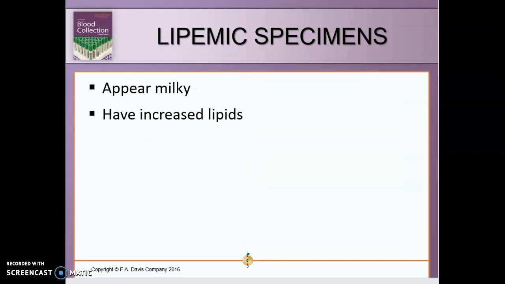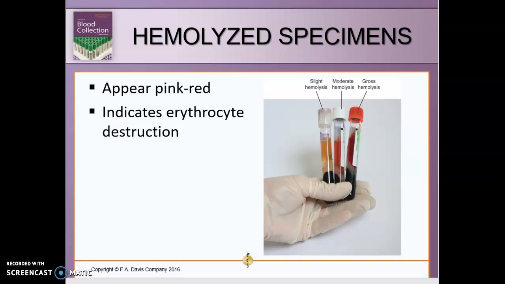Again, the lipemic specimens appear milky. The icteric specimens appear to be dark yellow because they have increased bilirubin, and the lipemic have increased lipids, and that causes them to appear milky looking. And then the hemolyzed specimens appear pink and red in color. They indicate erythrocyte destruction, which is when the red blood cells are destroyed. So the lab refers to blood as whole blood, plasma, and serum.